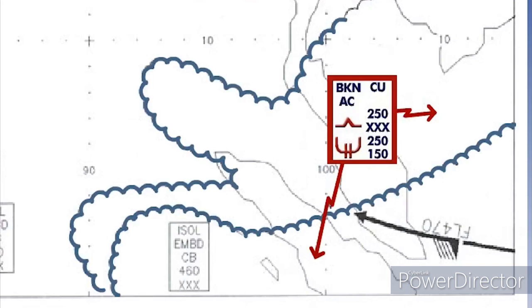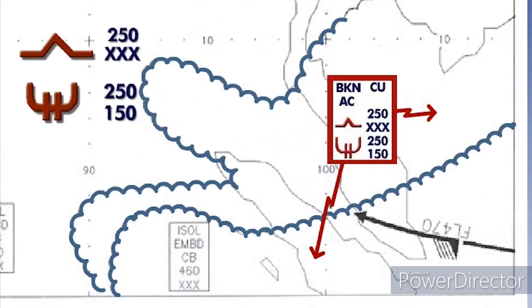In our example here, the cloud text box points to two scalloped cloud areas and indicates that broken amounts of cumulus and altocumulus are forecast within these regions. Between flight levels 250 and XXX, which is less than flight level 100, the lower range of the chart, moderate turbulence can be expected. And between flight levels 250 and 150, moderate icing can be expected.